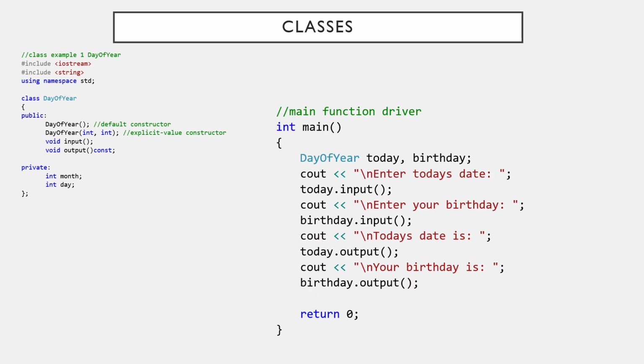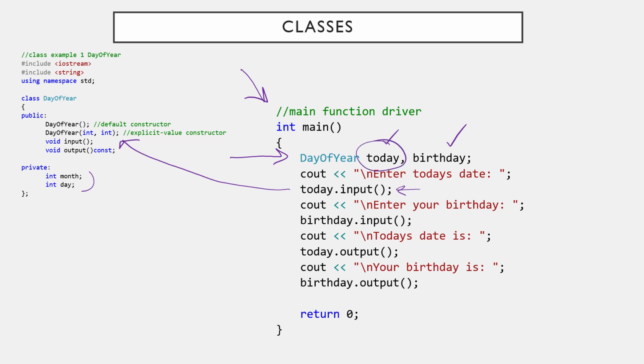All right, so the way that you could use this, the main function. Obviously we need to have a main function. In the main function, we're going to declare two objects of type DayOfYear: today and birthday. You can use the dot operator not to access the month and the day directly, but to access the public member functions, which then have access to the month and the day. So we use the input function with the dot operator: today.input, birthday.input.